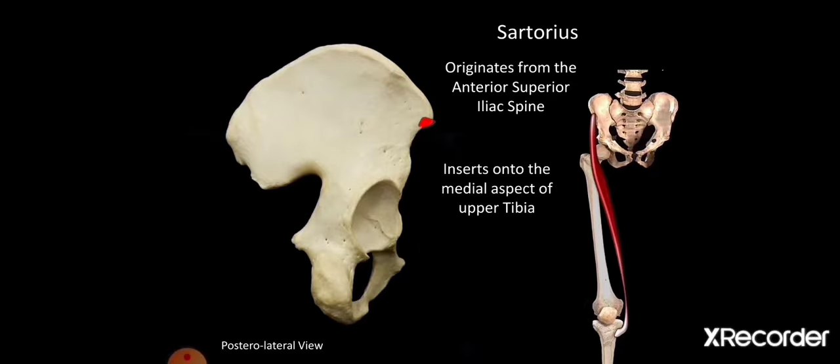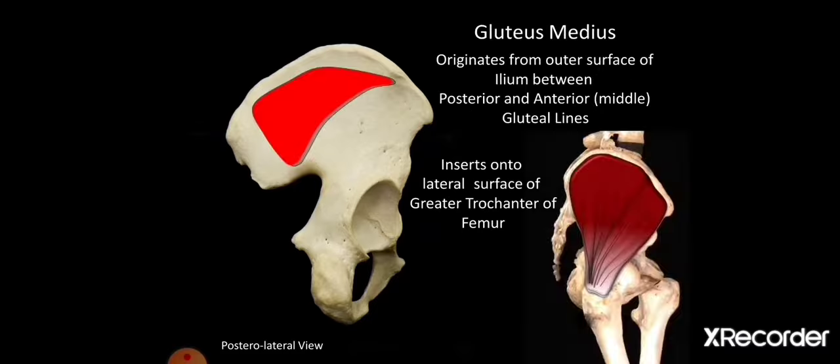Another muscle which originates from the anterior superior iliac spine is the sartorius muscle, also known as Taylor's muscle. It inserts on the upper end of the tibia, medial aspect.